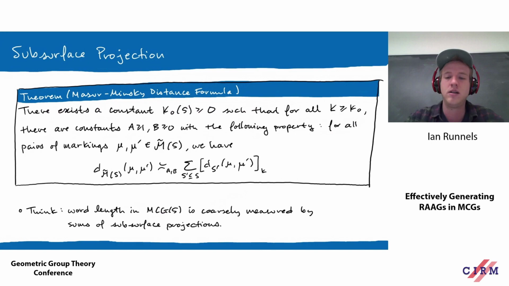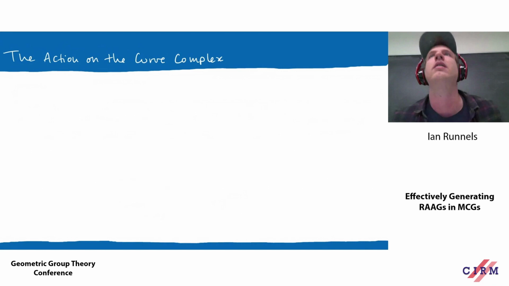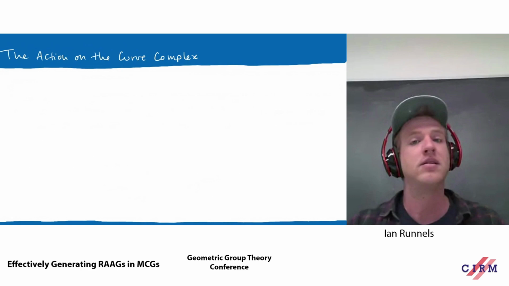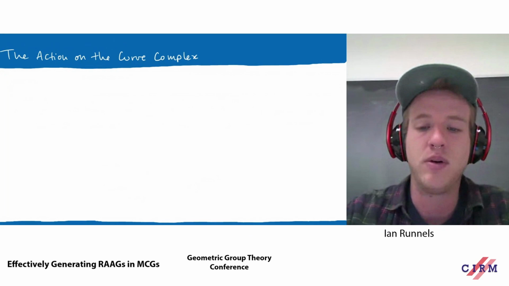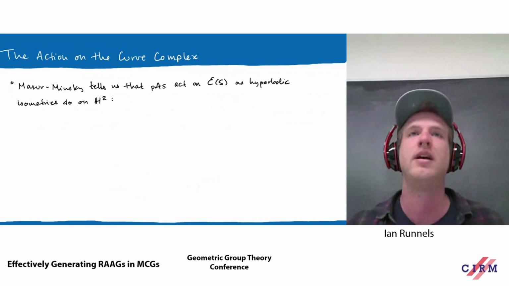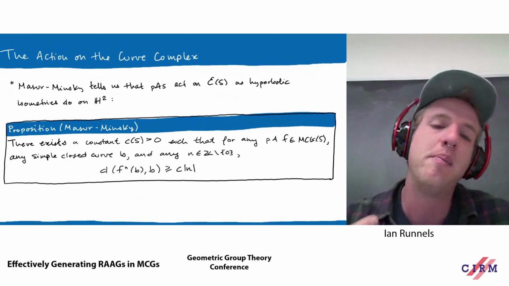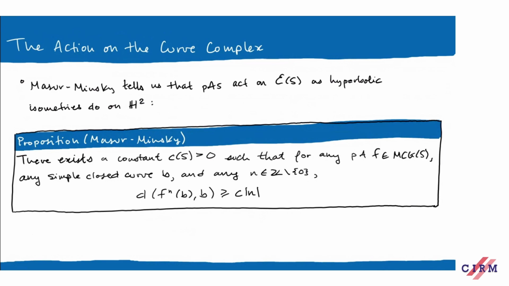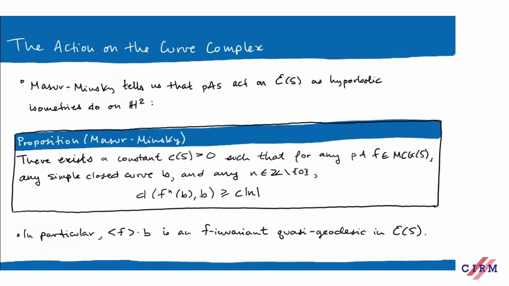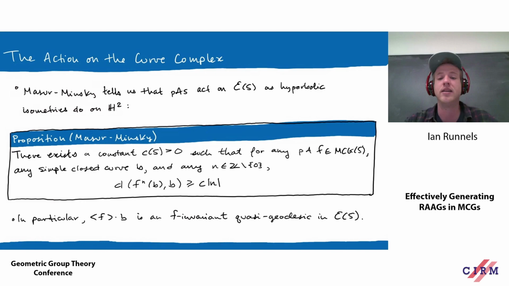So the last piece we need to play ping pong is the action of non-commuting elements exchanging each other's sets. Masur-Minsky proved that pseudo-Anosovs acting on the curve complex are very much like hyperbolic isometries in a precise sense. There's some constant so that if I take powers of my pseudo-Anosov, I'm roughly acting by translation by the power. And so if I take any curve B in my curve complex and look at its orbit under powers of F, what I actually get is an F-invariant quasi-geodesic, analogous to the case of hyperbolic space, where hyperbolic isometries have invariant axes.